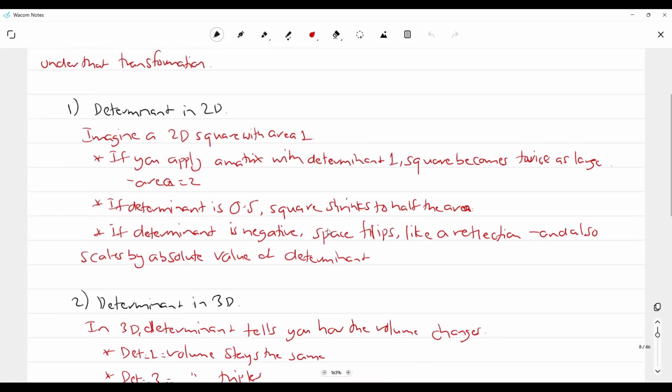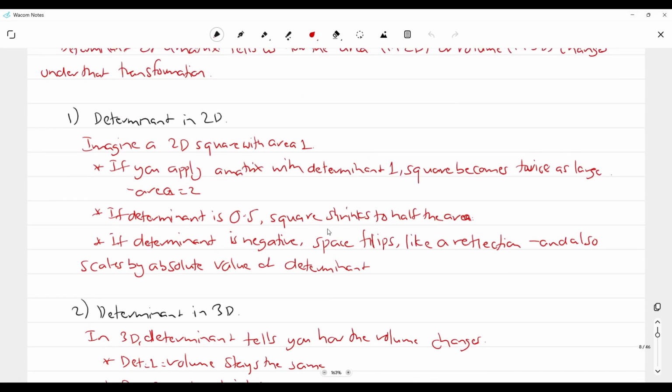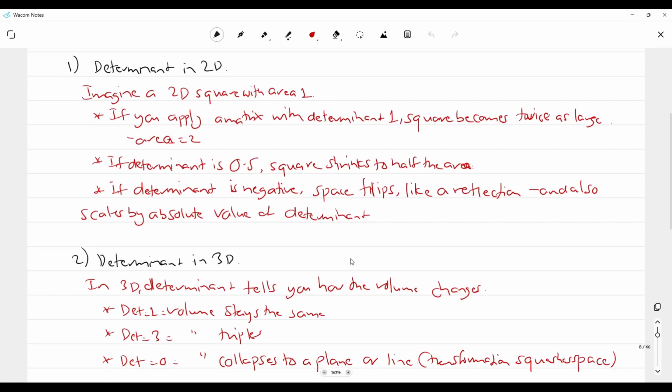Imagine you have a simple 2D square with an area of 1. If you apply a matrix whose determinant equals 2, the square becomes twice as large. Now, area will be equal to 2. Similarly, if the determinant equals 0.5, the square shrinks to half its original area. And if the determinant is negative, the transformation flips the space like a reflection and also scales it by the absolute value of the determinant. So basically, the determinant tells you how much bigger or smaller the transformation makes everything.